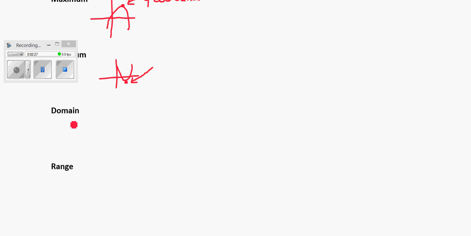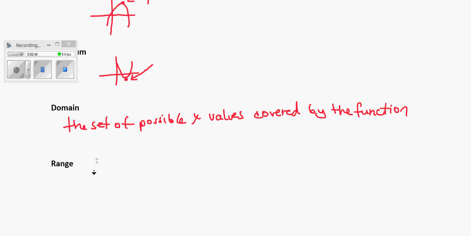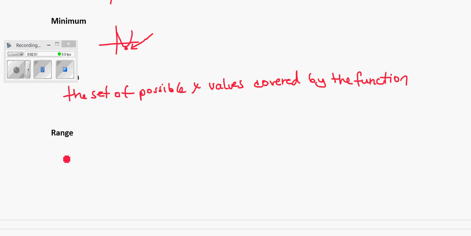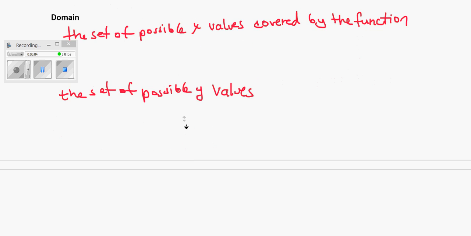Domain is the set of possible x values covered by the function, by the parabola in our case, because all of our functions are parabolas. And the range is the set of possible y values. And that's it for the definitions.